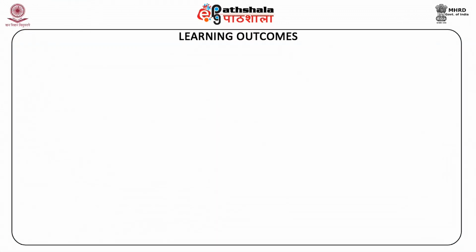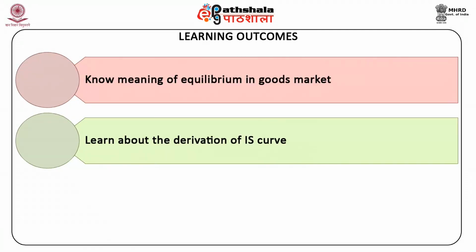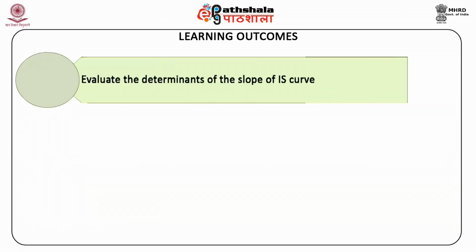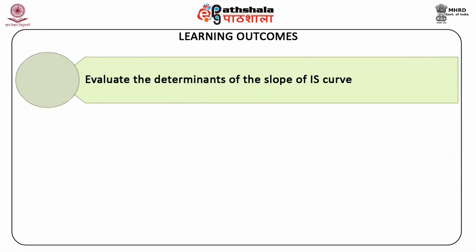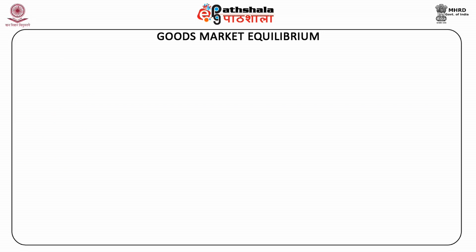After studying this module, you shall be able to know the meaning of equilibrium in the goods market, learn about the derivation of the IS curve, identify what causes the IS curve to shift, evaluate the determinants of the slope of the IS curve, and analyze the meaning of positions to the right and left of the IS curve. Let us begin by understanding goods market equilibrium.